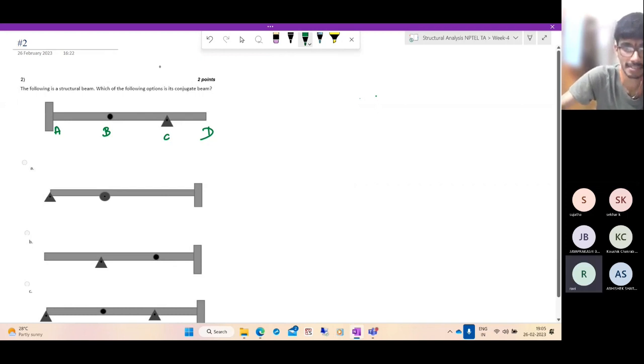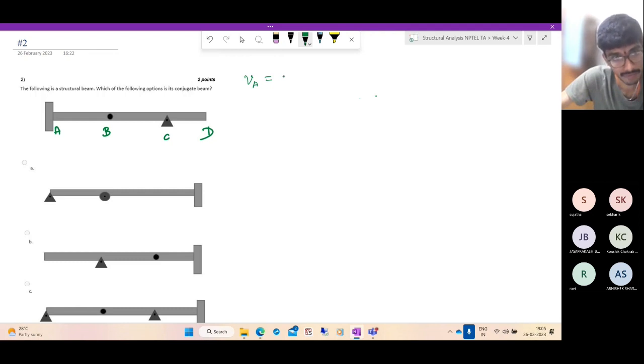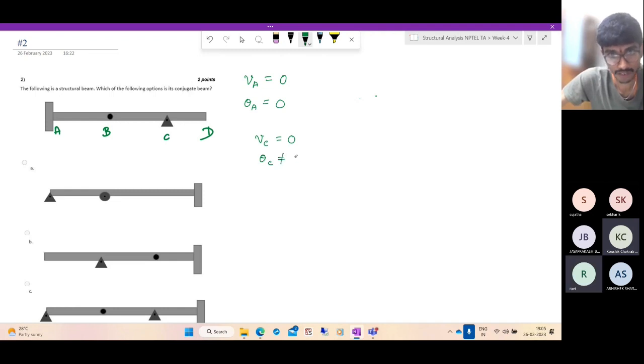So what are the conditions? Let us list the conditions. What is the displacement at A? Yes, you can answer. 0. Rotation at A? 0. Correct. And now what is the displacement at C? 0. Rotation at C? Not 0. And displacement at D? Not 0. Rotation at D is not 0. So these are clear.